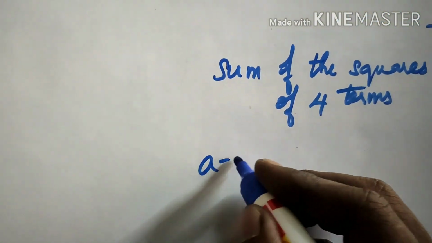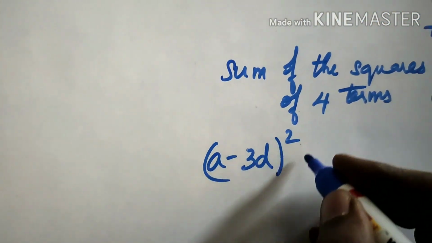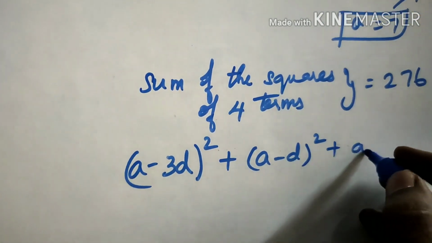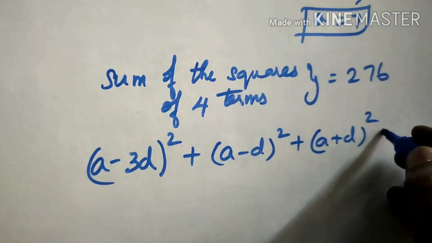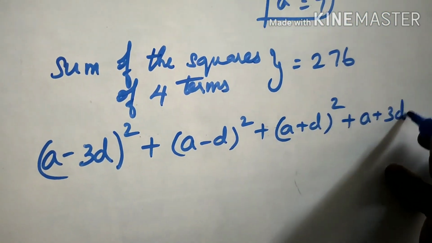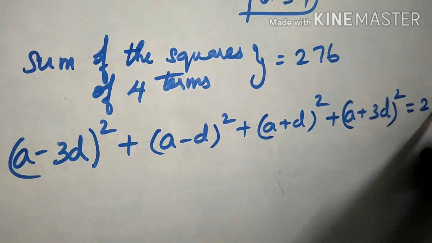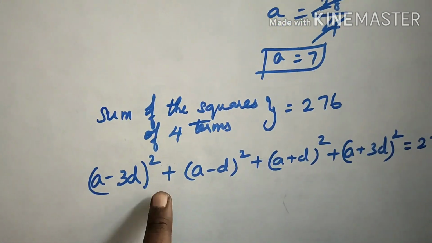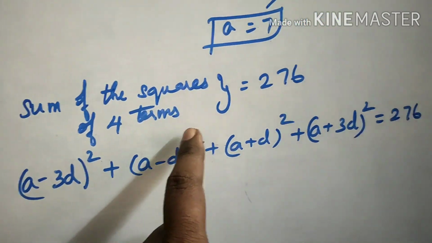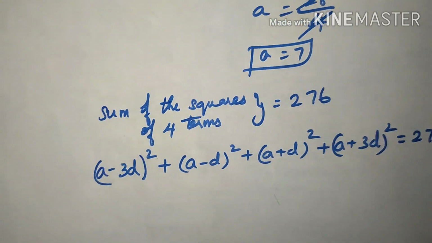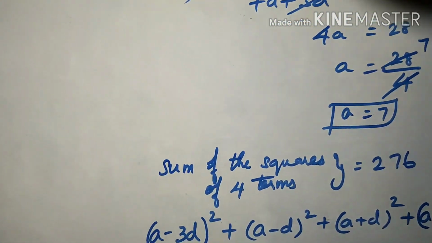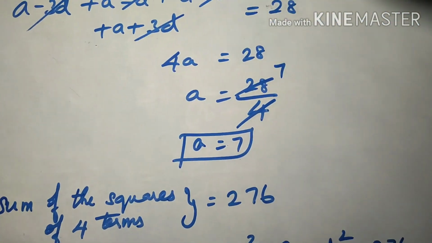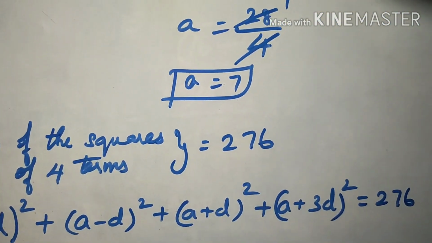Now what you have to do, see here, a minus 3d whole square plus, okay, a minus d whole square plus a plus d whole square plus a plus 3d whole square equal to 276. Okay? Sum of the squares of the terms. Now you have to use one formula. What is the formula? A minus b whole square formula for these two. And for these two, you have to use a plus b whole square formula. Okay.